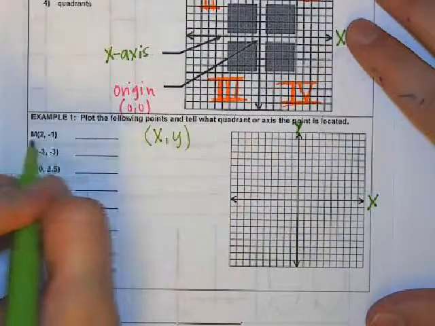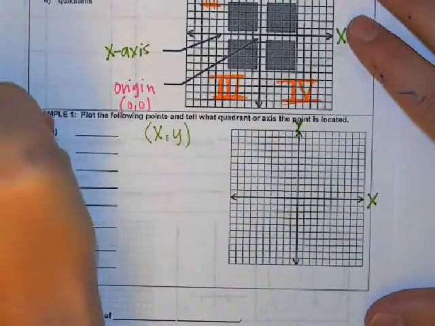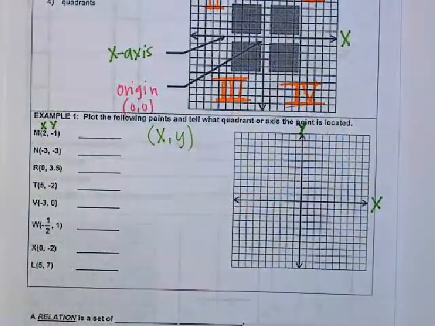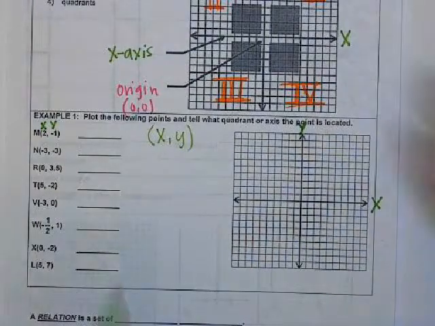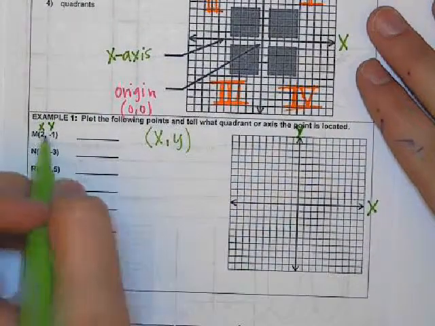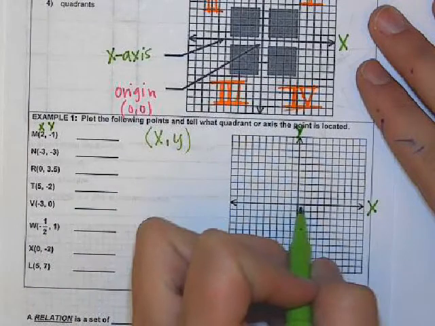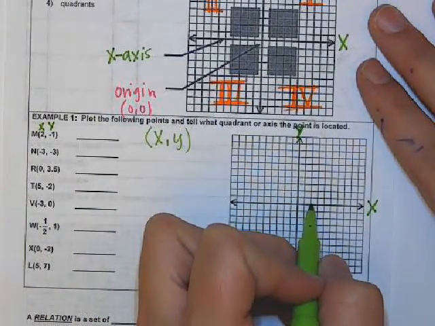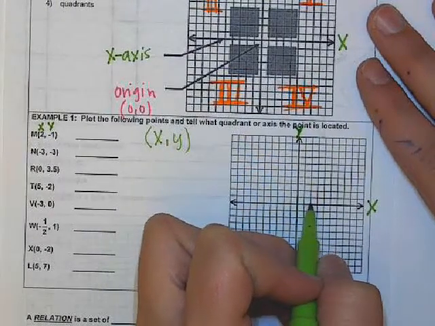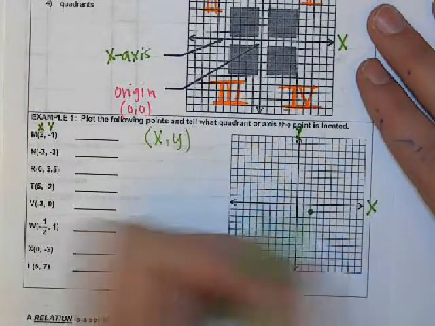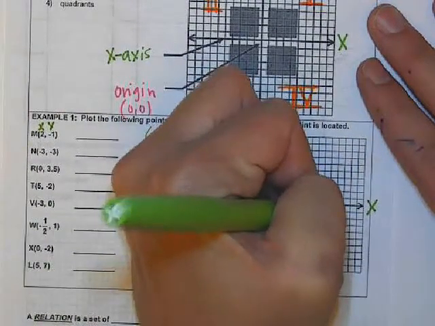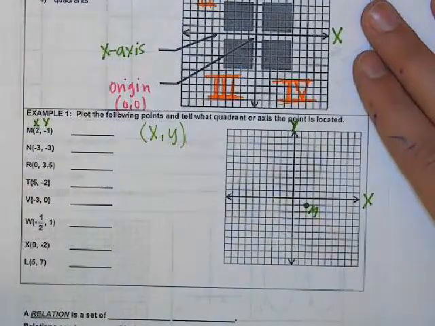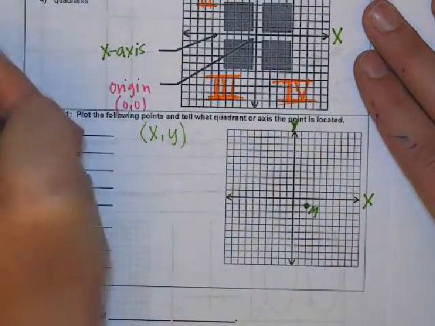Now, like I said, x comes first, then y. So if I'm going to plot point M, 2 is going to be my x, -1 is going to be my y. And I'm going to start with the x. Always start with the x. I'm going to go to 2, start in the middle, and go +2. And then my y is negative. So do you think I'm going to go up or down? Down, because it's negative. And I'm going to plot that in. That's right there. What quadrant is this in? 4.